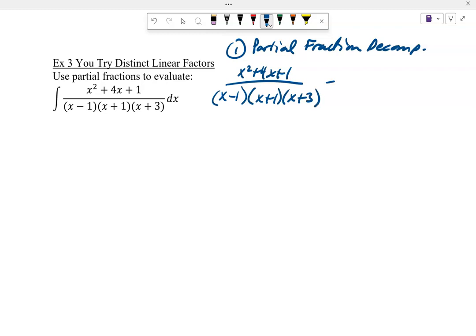See how we have distinct linear factors again? And so we'll set it up as a over the first distinct linear factor, b over the next distinct linear factor, and then c over the last distinct linear factor. And then we've got to solve for a, b, and c with convenient values of x. And so what we'll do is multiply everybody by, actually, let me bring it over here.